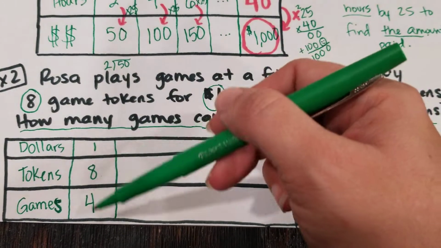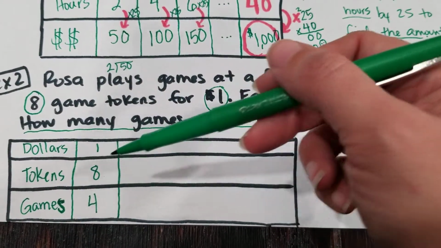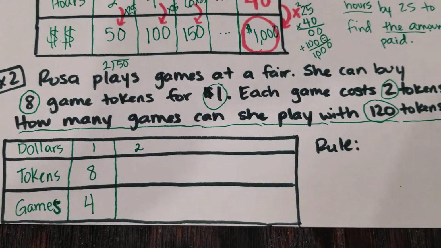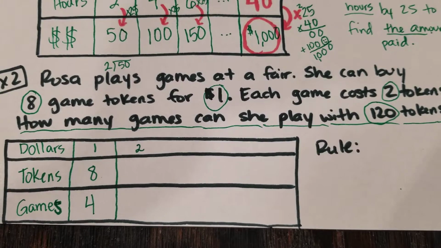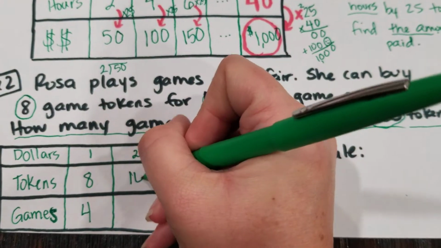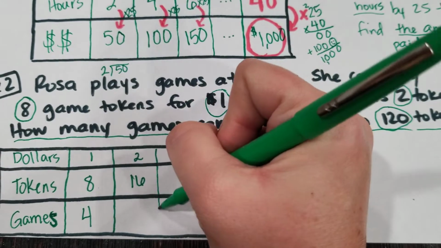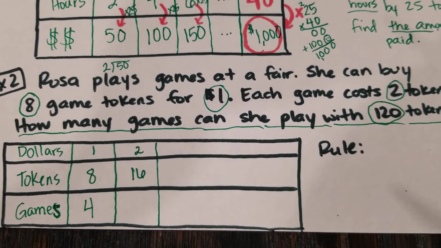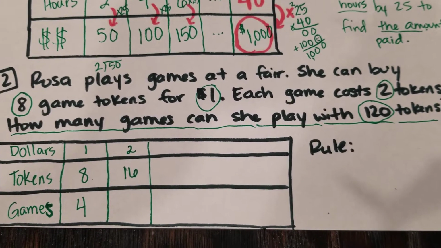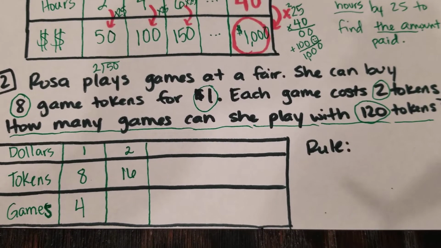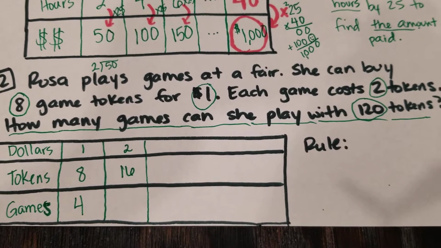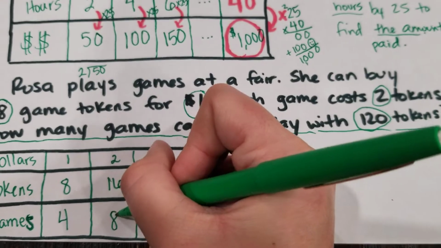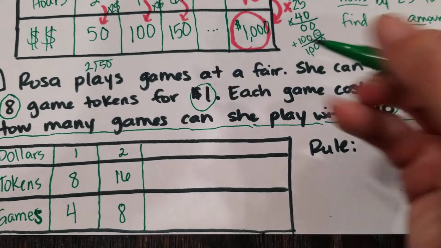We've got our first dollar represented. Now, what if she had $2? What if she went to the fair with $2? Well, if she gets 8 tokens for each dollar, that means she'll have 16 tokens, right? And then if games are 2 tokens each, count by 2s. 2, 4, 6, 8, 10, 12, 14, 16. That means she can play 8 games, right?